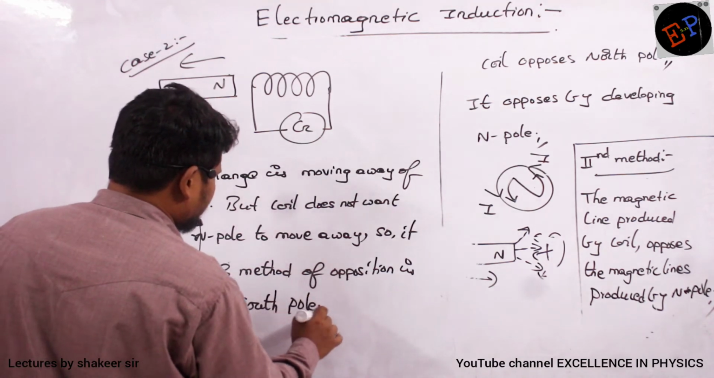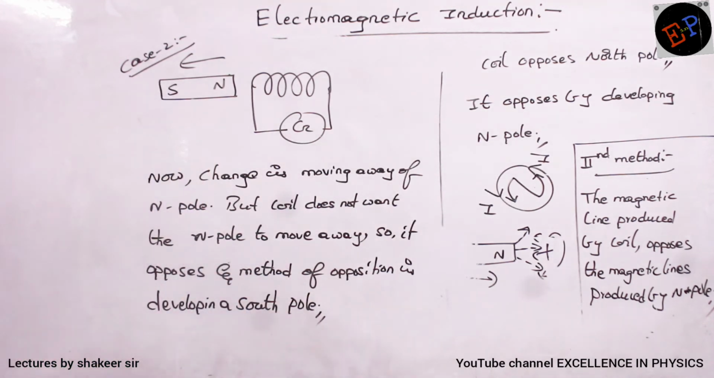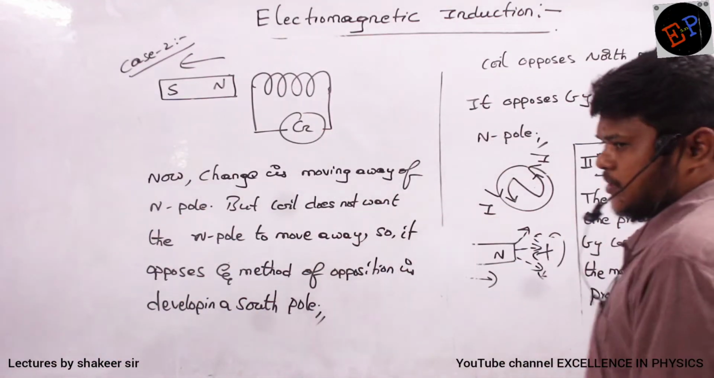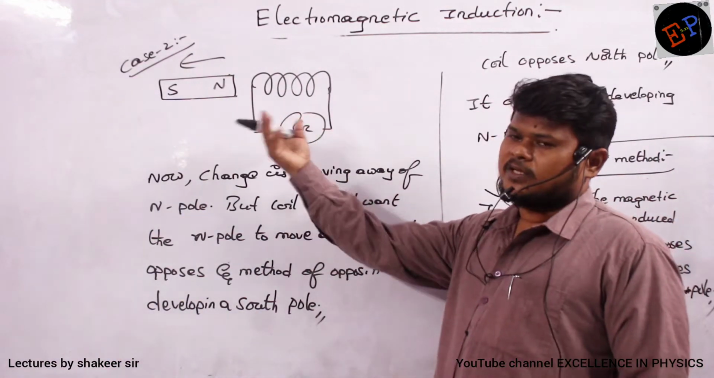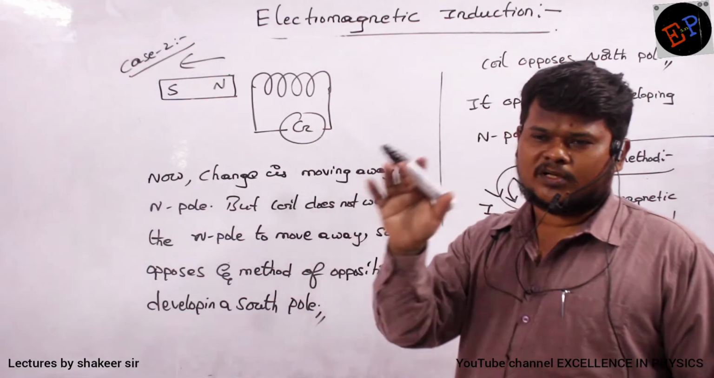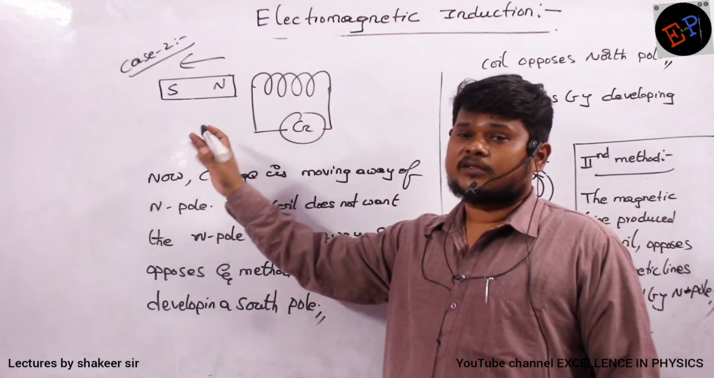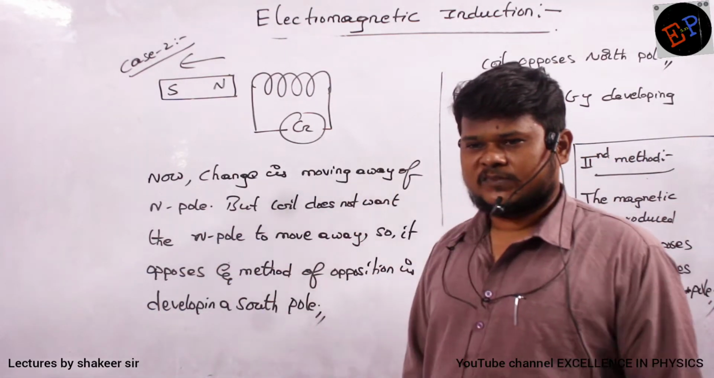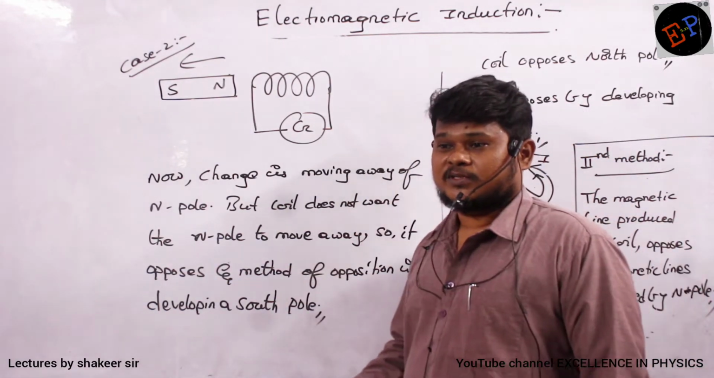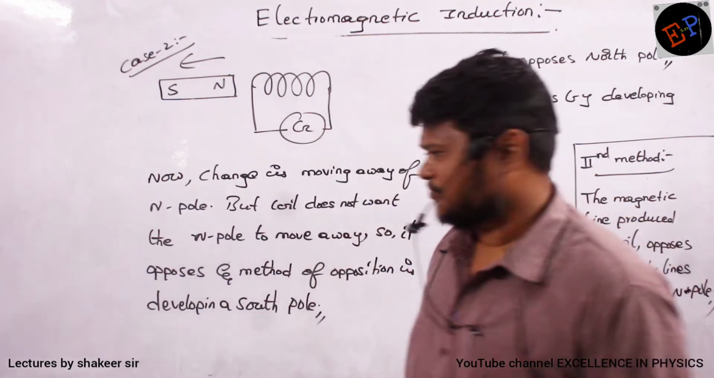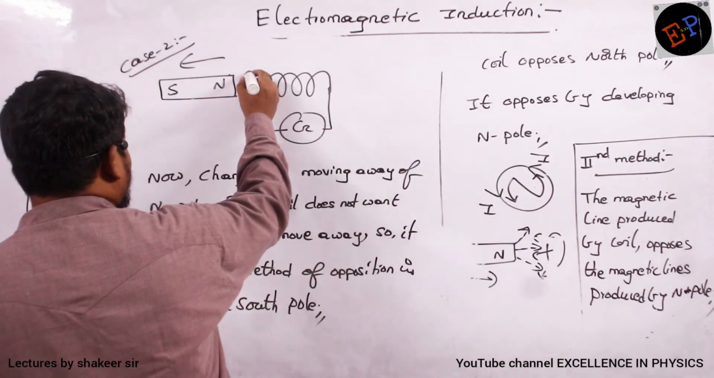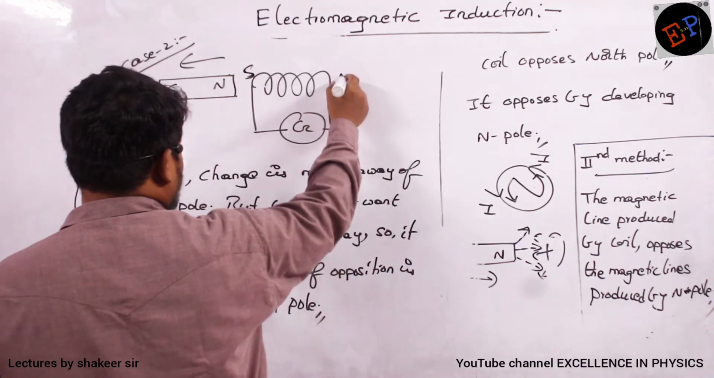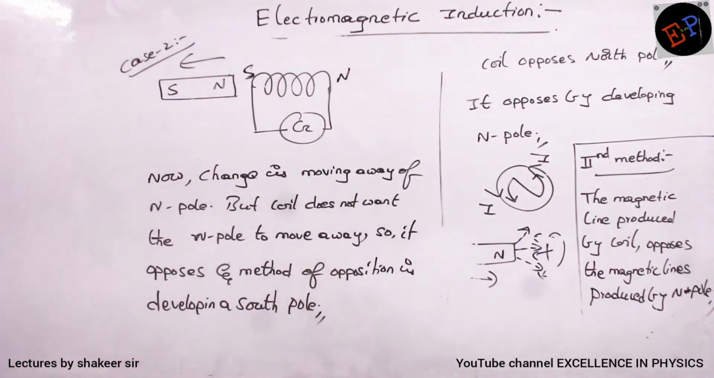Clear, na? So this is one method in which we can explain the Lenz law. Are you able to understand? Previously the north pole was approaching and the coil opposed it. Now the north pole is moving away, then also it will oppose only. Its function is just to oppose. Whether you do good or bad, it opposes. So what will it do here? It will develop a south pole. Here if it is a south pole, there a north pole will be developed. Are you able to understand?